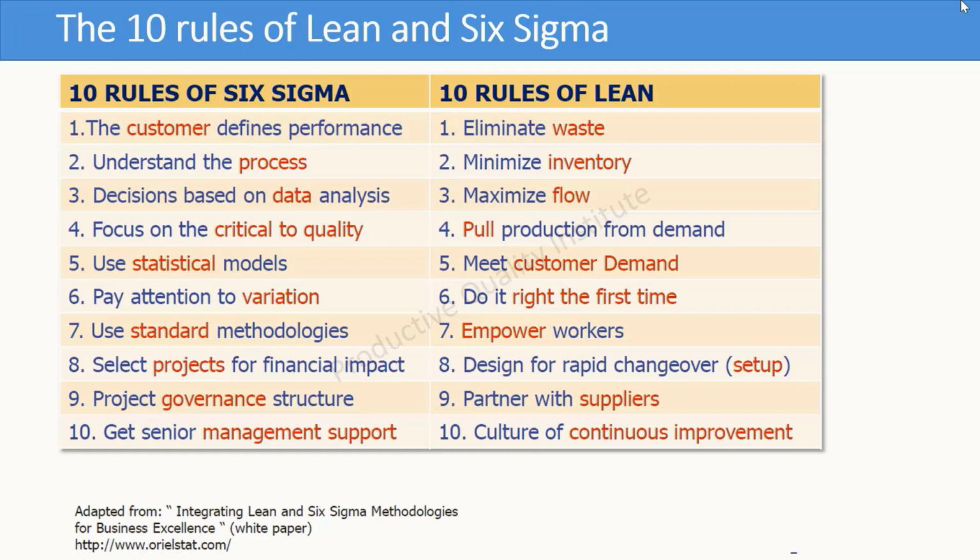The 10 Rules of Lean. 1. Eliminate waste. 2. Minimize inventory. 3. Maximize flow rate. 4. Use pull production system starting from demand. 5. Try to meet customer demand. 6. Do it right from the first time, do not wait to correct it. 7. Empower workers. 8. Design your process for fast changeover and lower setup time. 9. Partner with your suppliers. 10. Believe and work with culture of continuous improvement.